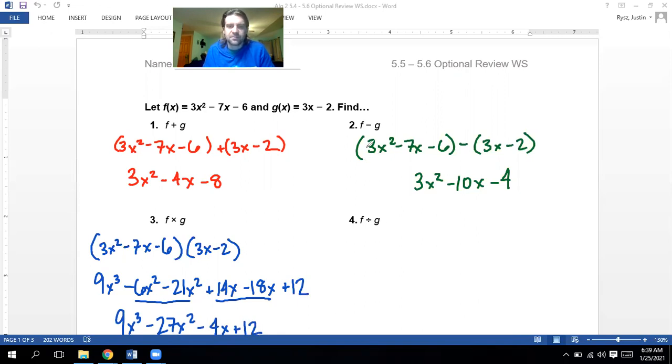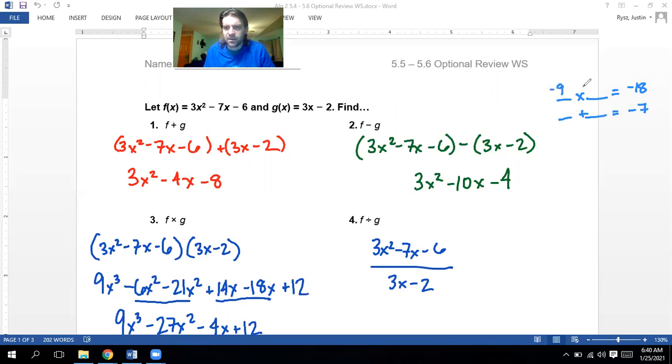All right, lastly, f divided by g of x. It's just strictly f, 3x squared minus 7x minus 6, divided by 3x minus 2. We might want to go through and actually see, and you can probably get some bonus points here, if you can simplify this. So off to the side here, can we factor that 3x squared, factor the top term? Well, two numbers that multiply together to give us negative 18 and add together to get negative 7. That would be, let's see, a negative 9 and a positive 2. So we would have x minus 9, x plus 2, but we get divided both by 3.